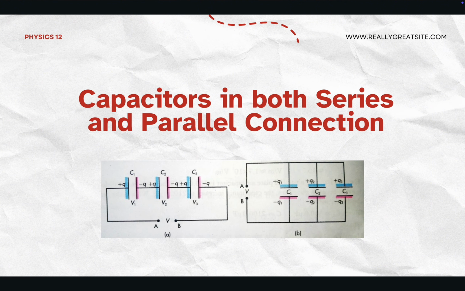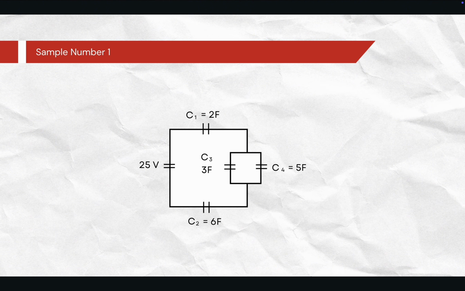And ganun lang. Next is the capacitors in both series and parallel connection. Ito naman yung nagsama yung series and parallel. Ganun lang din ang gagawin natin. So, ang uunahin natin sa pagsosolve ng series and parallel is parallel. Doon mag-focus muna tayo sa parallel. So, ang parallel dito sa given na to is yung capacitor number 3 and yung capacitor number 4.